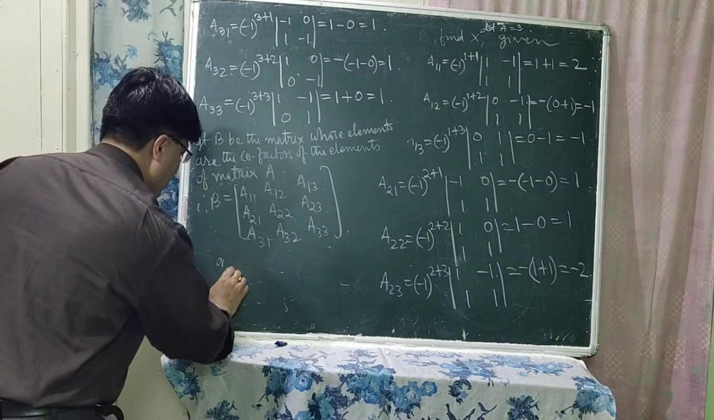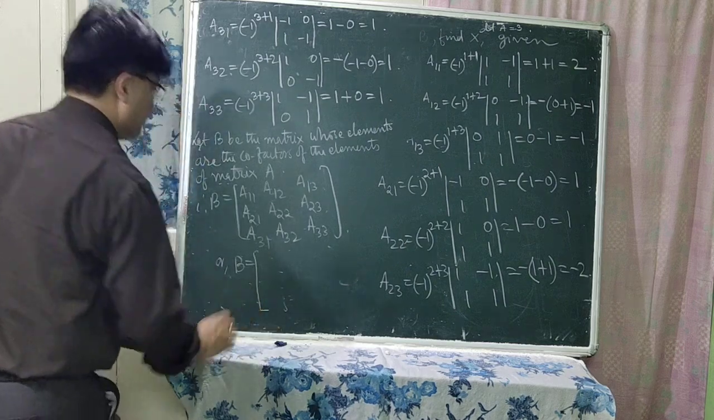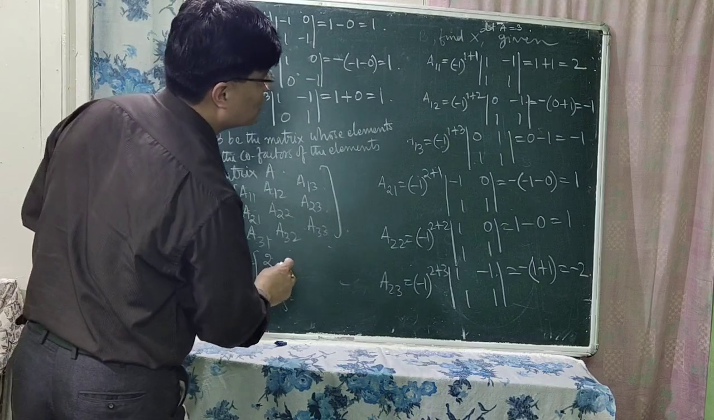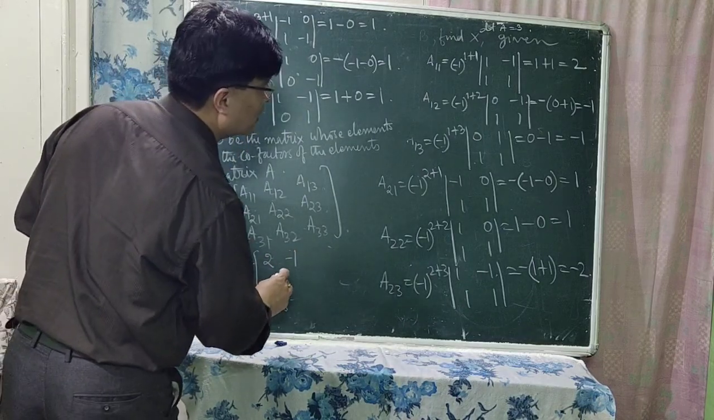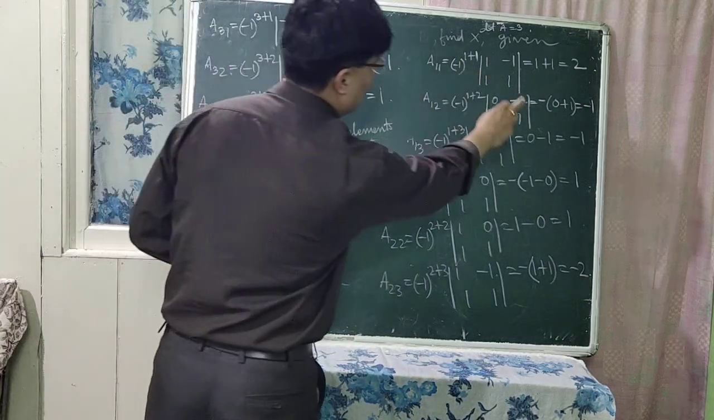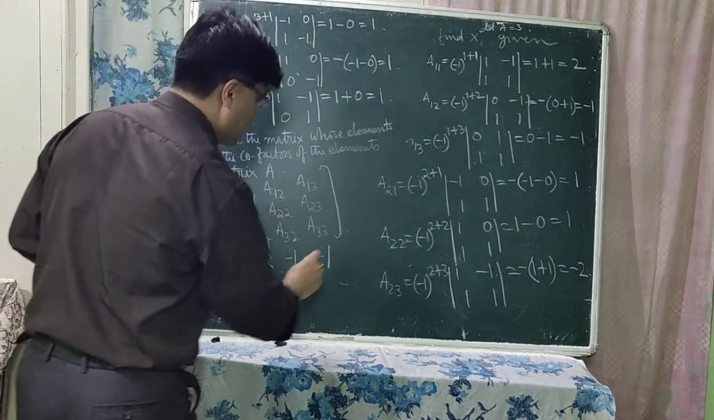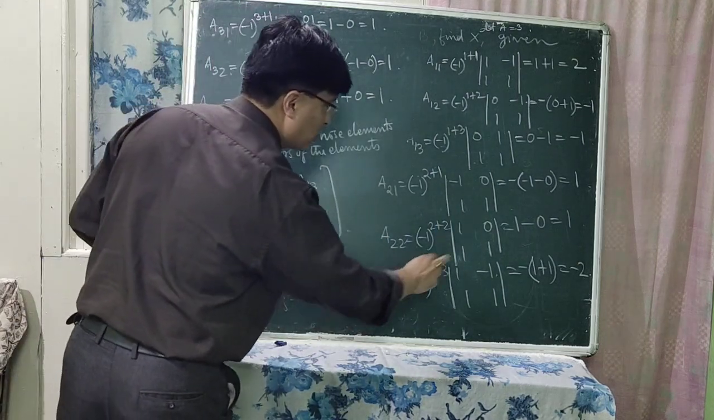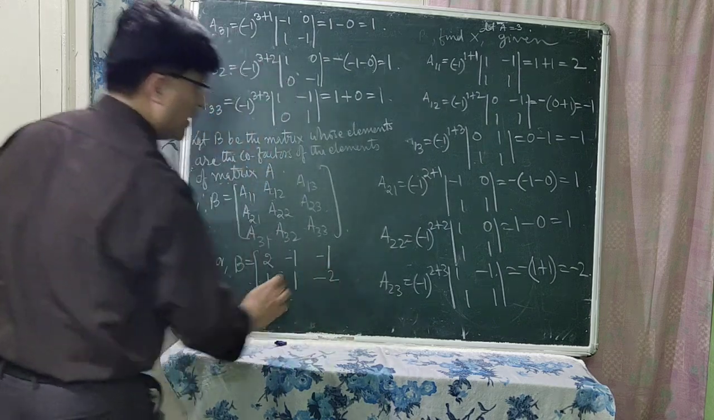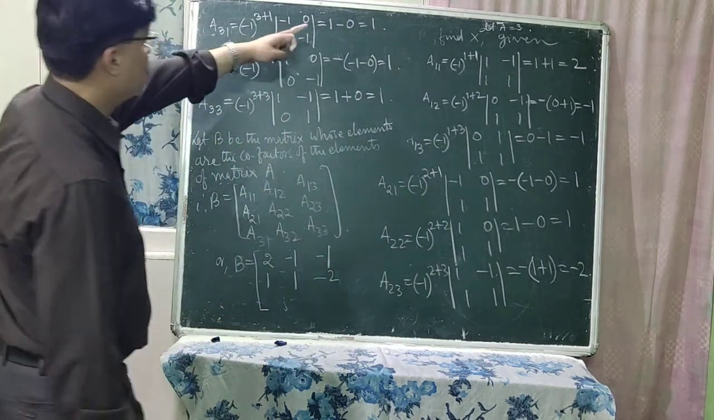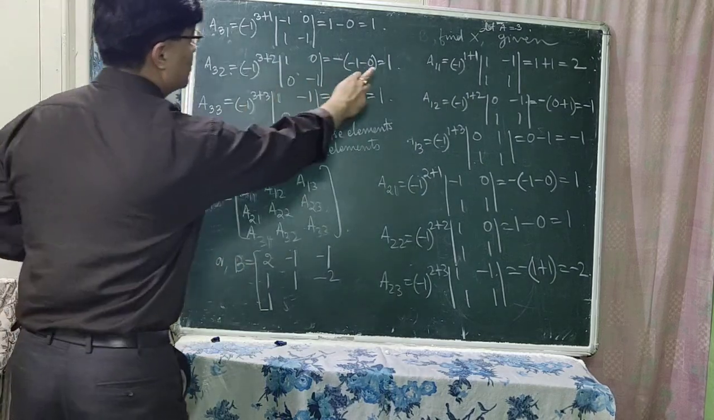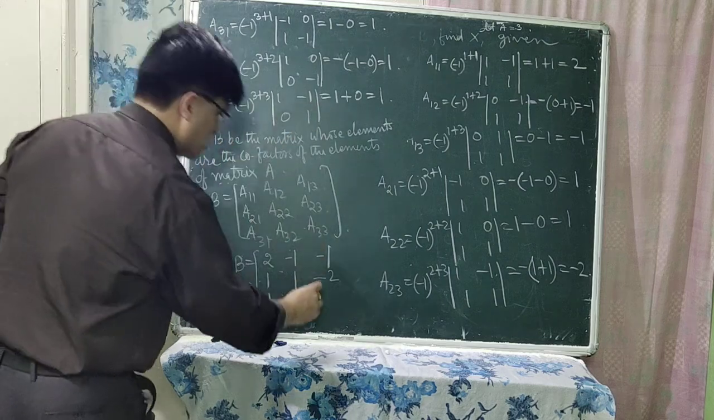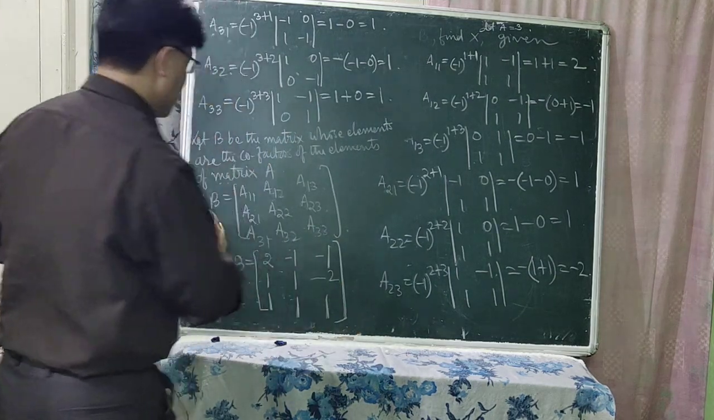Now what is B? Capital B is equal to, what is A11? It is 2. What is A12? It is minus 1. What is A13? It is also minus 1. So 2, minus 1, minus 1. Then what is A21? 1. What is A22? It is 1. What is A23? It is minus 2. And then comes A31. What is A31? 1. What is A32? That is also 1. And what is A33? That is also 1. So this is the matrix B.